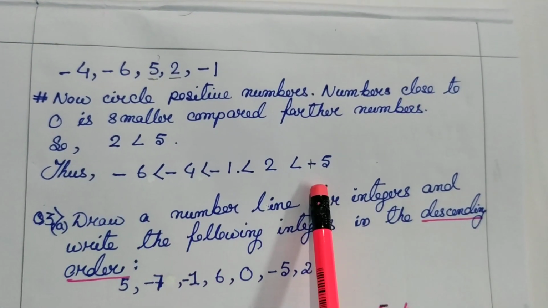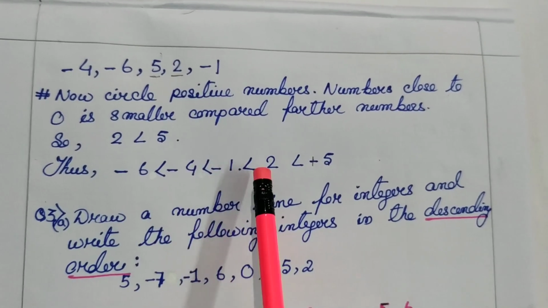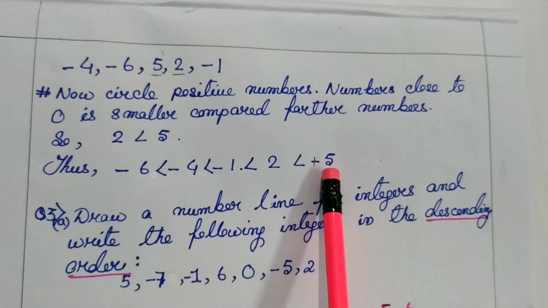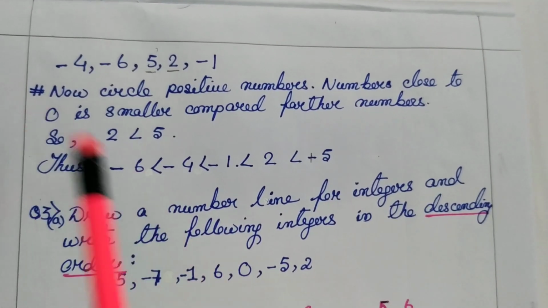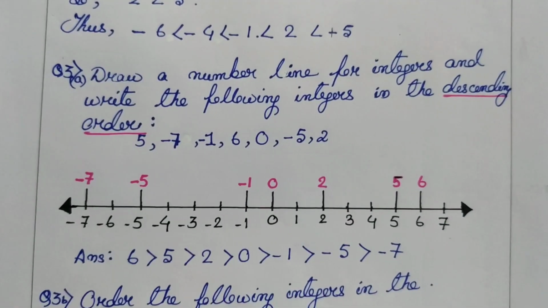Understood how I have written this one? Minus 6, minus 4, minus 1, 2 and plus 5. So which is the largest value? 5. And which is the smallest value? Minus 6. Understood? Now next we move on to descending order.